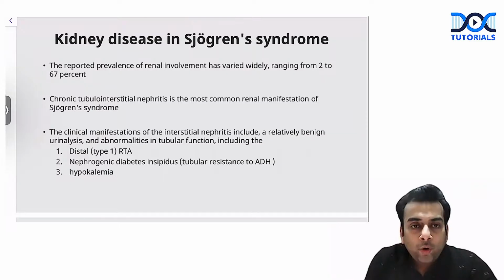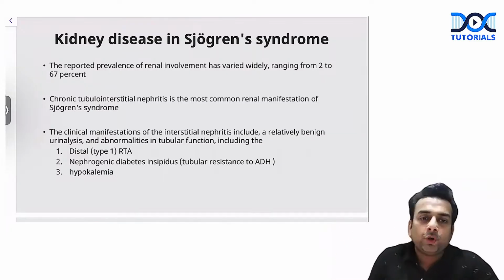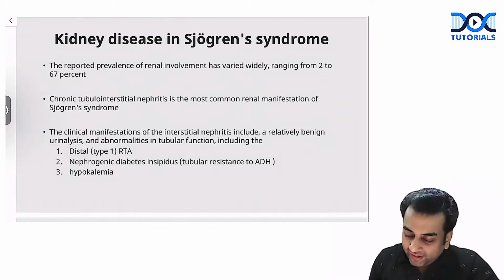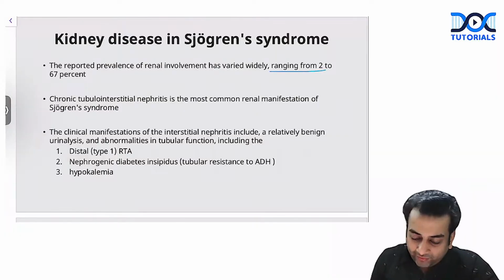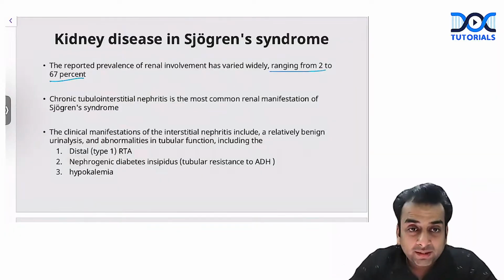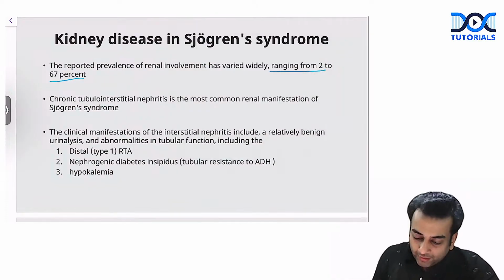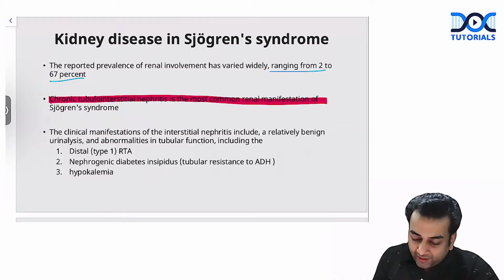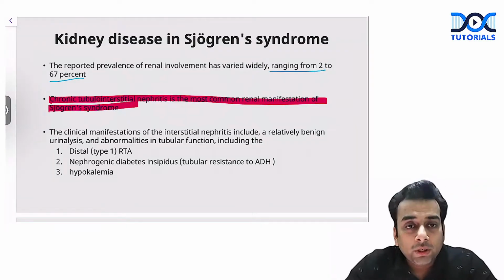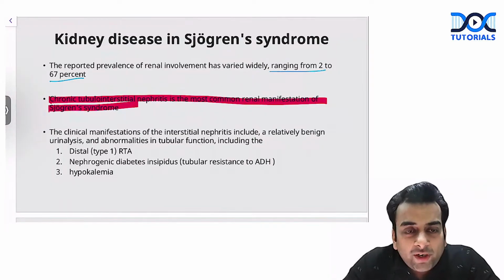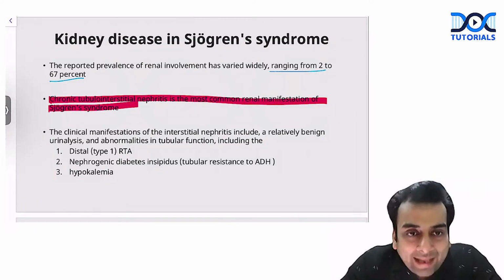So, how does the kidney get involved in Sjogren syndrome? The prevalence of renal involvement varies widely from 2 to 67%. Chronic tubulointerstitial nephritis is the most common renal manifestation of Sjogren syndrome. So Sjogren syndrome is more of a tubulointerstitial disease. The glomerular involvement is rare.